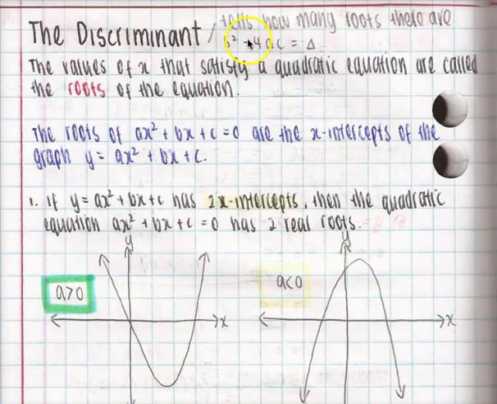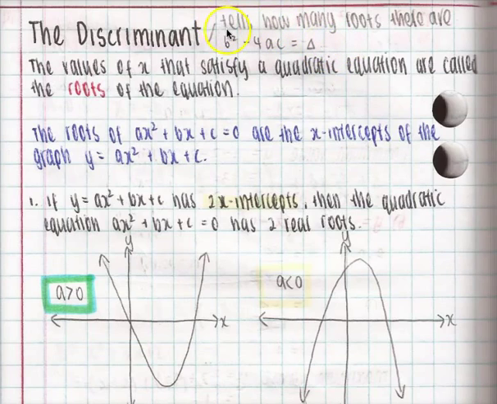So the discriminant is, if you look at the quadratic formula, x equals negative b plus or minus the square root of b squared minus 4ac over 2a, the discriminant is the part of the quadratic formula that is underneath the square root sign. In other words, it's the b squared minus 4ac part of the quadratic formula.